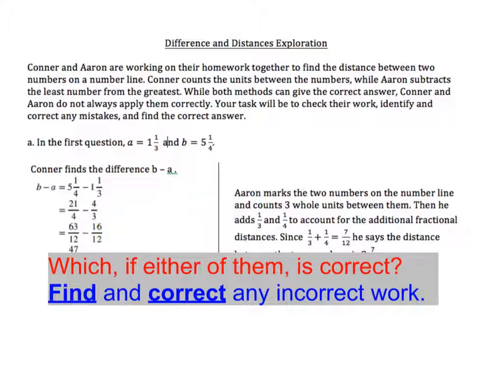For this task, Connor and Aaron are working on their homework together to find the distance between two numbers on a number line. Connor counts the units between the numbers, while Aaron subtracts the least number from the greatest. While both methods can give the correct answer, Connor and Aaron do not always apply them correctly. Your task will be to check their work, identify and correct any mistakes, and find the correct answer. So, to be clear, you need to figure out which, if either of them, is correct and who is incorrect. Then you need to find and correct any errors, any incorrect work.